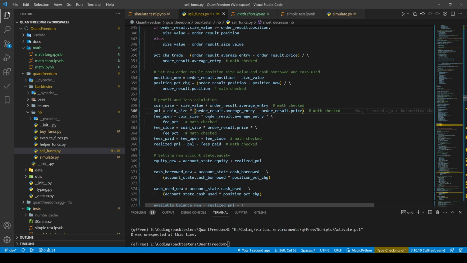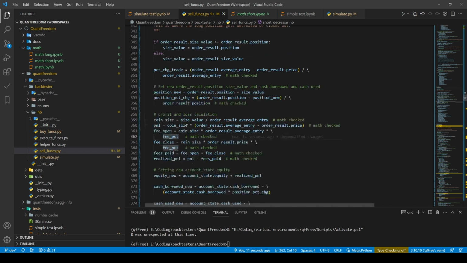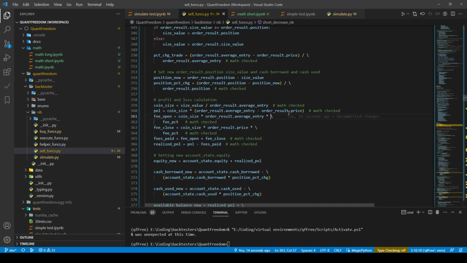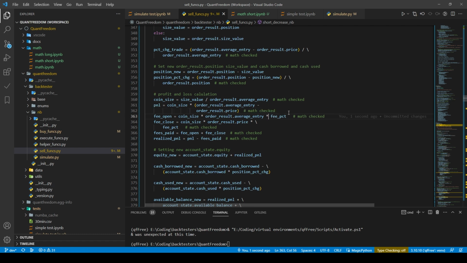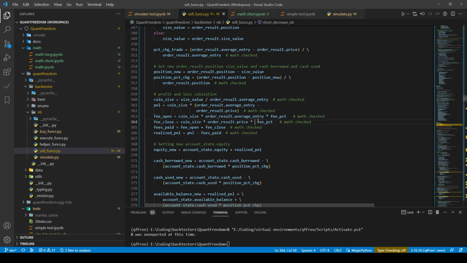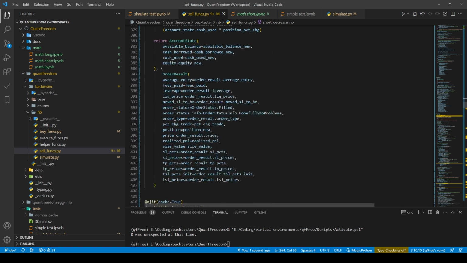Fee to open. What is this fee percent? Fee to close. So the P&L is this. We've done this so many times. I feel like it needs to just be a thing. Okay, new cash borrowed, available balance. So all this stuff should work.